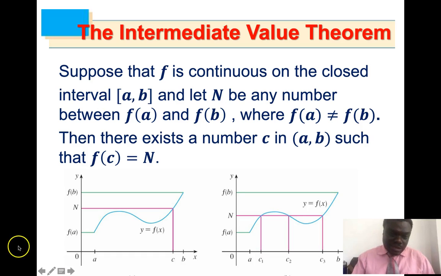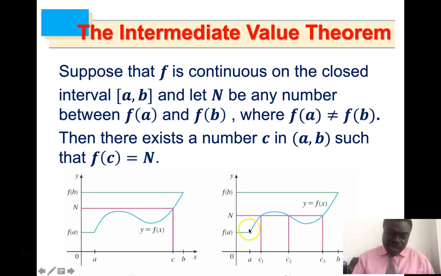Let's illustrate this. If you have the function that you have here, say you have this point a, this is f of a. You have a point b here, that will be f of b. And if there is some number n that is between, then it means that there must be a value of x that will have f of x equal to that n. That value is c.